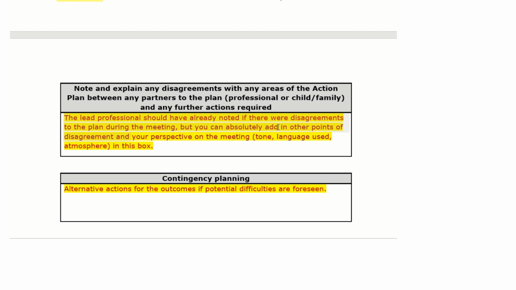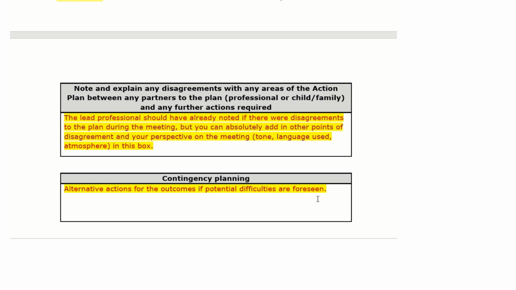Any disagreements within the plan, so anything that was disagreed while you were in the meeting, should be noted here. So if the parent and the child do speak up in the meeting and say, oh, I don't think that would work, I don't like the way we've been spoken to, I don't like anything at all, then add it in here. The lead professional should have noted anything, like we say, that happened during the meeting, but if it wasn't noted, you can add it in here.